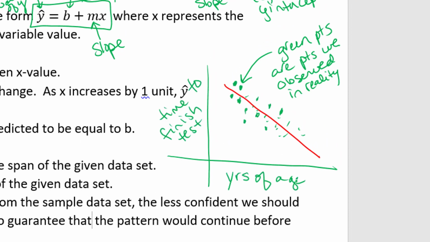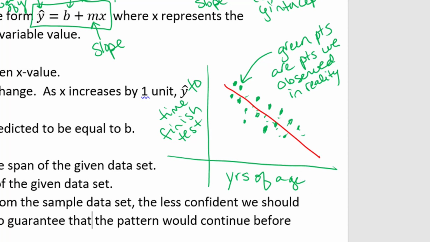So for example, maybe I created some sort of test and I went up to each person who took the test. I gathered their age and I gathered how long it took them to finish the test. As they get older, it looks like it took them less time to take the test. So these green points would be, for any particular person, the person's age and the time it took them to take this test. The green points then are what I actually observed in reality. The red line then is this equation of best fit. It's a model. It's a predicting equation that would help me understand, if I were to plug in an x value up here, for example, it might predict for me the time it would take that person to take the test.